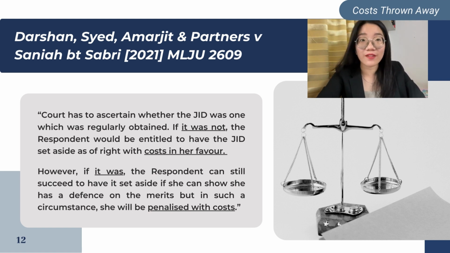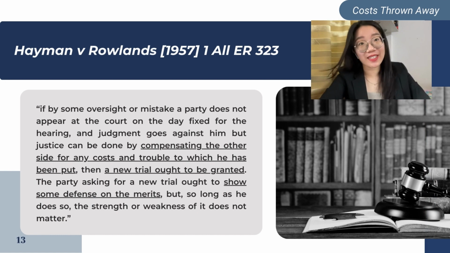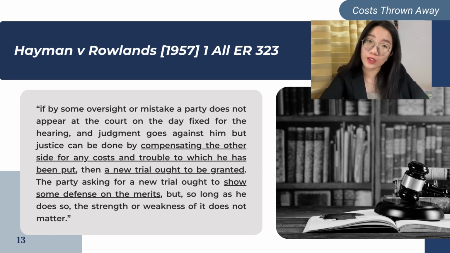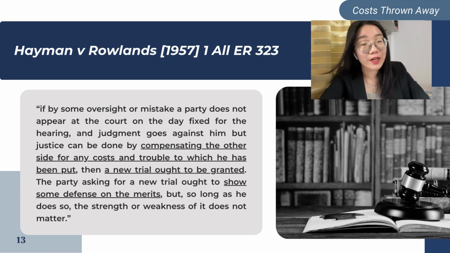However, if the judgment in default was regular, the respondent can still succeed to have it set aside if she can show that she has a defence on merits, but in such circumstances, she will be penalised with costs. This matter was also discussed in the case of Hayman, where Lord Denning said that if by some oversight or mistake a party does not appear at the court on the hearing and the judgment goes against him, but justice still can be done by compensating the other side for any costs and troubles to which he has been put, then a new trial ought to be granted. The party asking for a new trial ought to have shown some defence on merits.